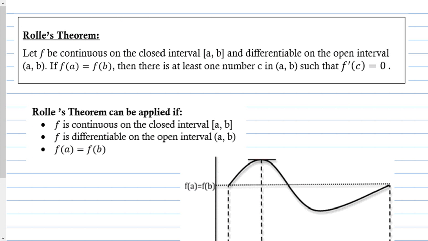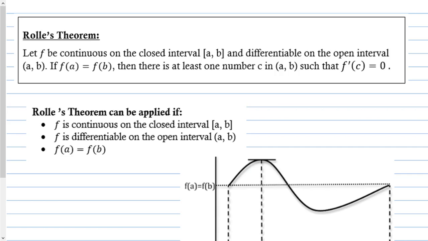Rolle's theorem says let f be continuous on the closed interval [a, b] and differentiable on the open interval (a, b). If f of a equals f of b, then there is at least one number, which we're going to call c, in the open interval, such that f prime of c equals 0. Okay, so let me translate that to English.